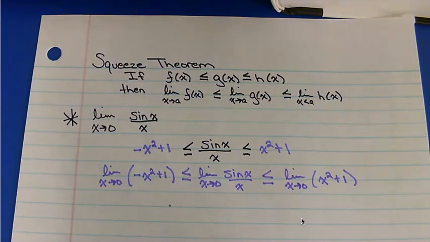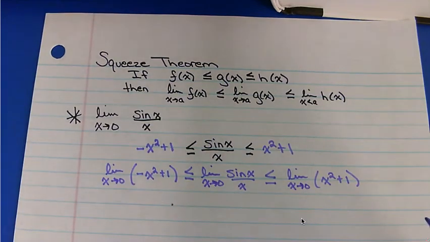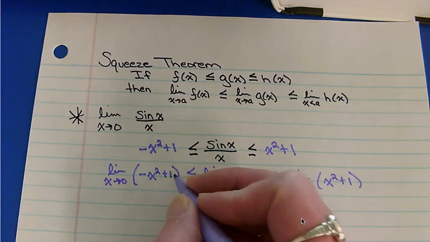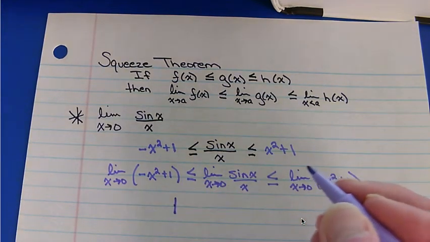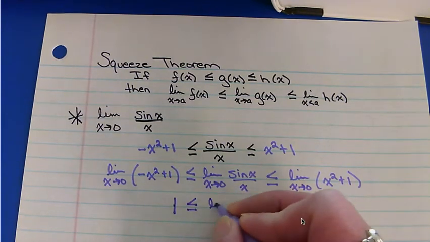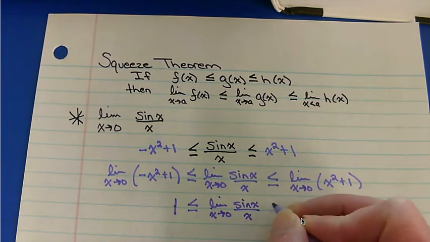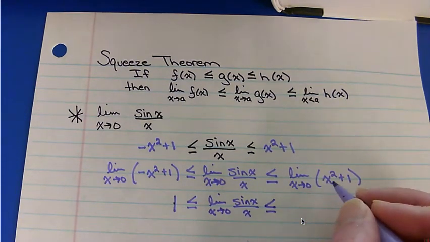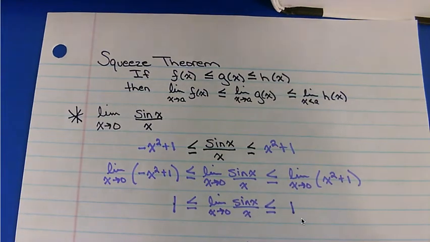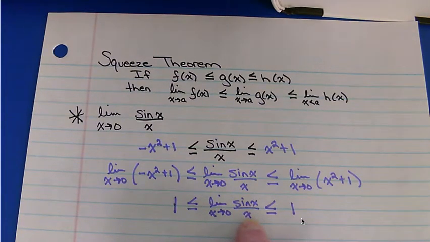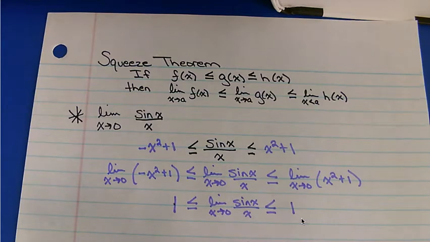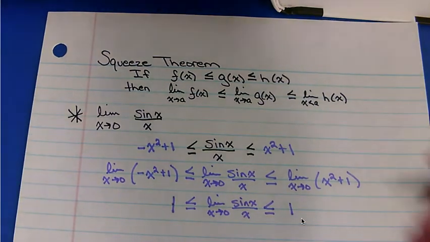Now, the reason I picked nice parabolas is because I know I can do direct substitution. That's pretty easy. So when I substitute in 0 for x, I'm going to get a 1 here. This is what we're trying to find. And over here, when I substitute in 0 for x, I get a 1. So that means that the limit as x approaches 0 of sine x over x is in between 1 and 1. Well, that means it's 1.